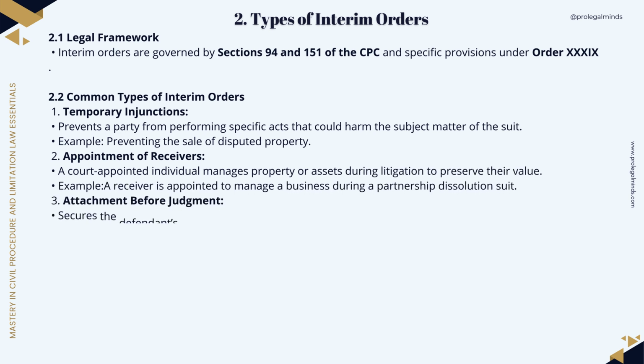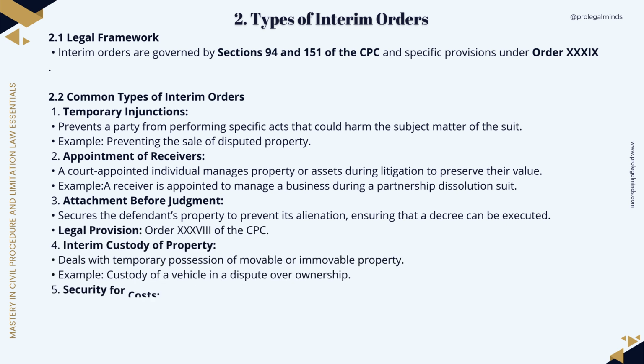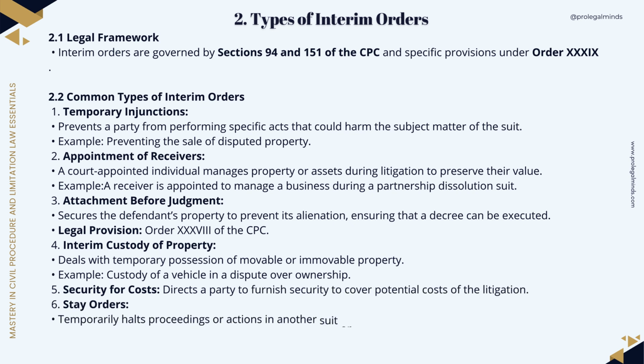Common types of interim orders. Some common interim orders include: 1. Temporary injunctions, preventing a party from taking actions that might harm the case, such as selling disputed property. 2. Appointment of receivers, managing assets to preserve their value during litigation, often in partnership disputes.